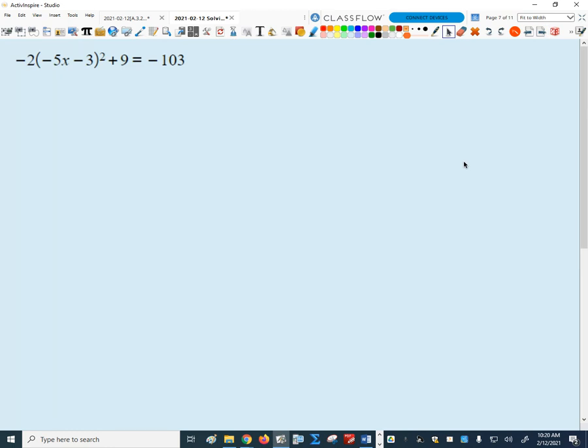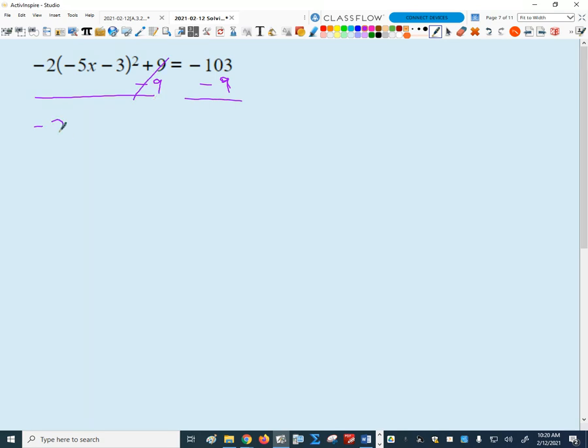More of the same here. Okay, maybe we'll speed through this one. This is getting a little bit old now. You guys, I'm sure, are getting all this down, but there's an important step I want to address in this process. So everybody agrees this time, I'm sure that we're going to start off by subtracting 9. So we get negative 2 times the quantity negative 5x minus 3 squared equals negative 112.